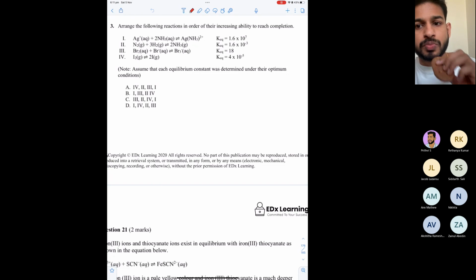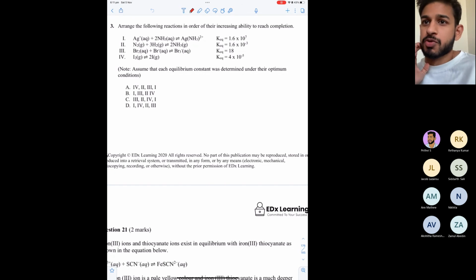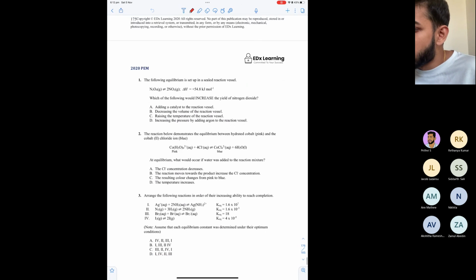Zainul, what are you thinking? A. Good. So you're just literally arranging it smallest to largest. That's quite literally it. More likely to reach completion when the equilibrium position lies to the right, because it's closer to the end.